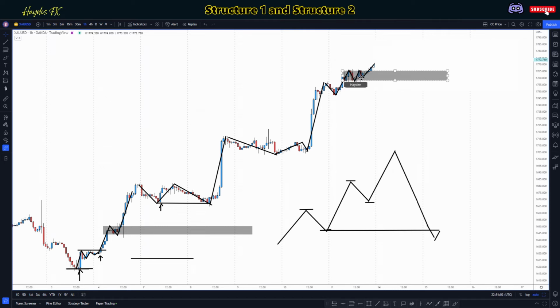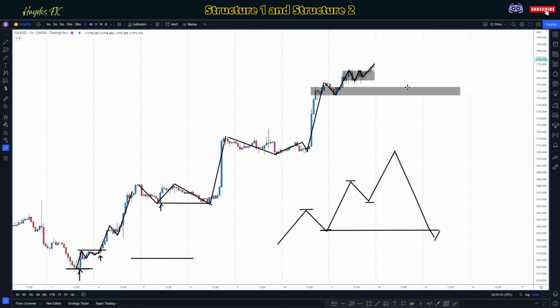It's the structure that's closest to price. Price has closed higher than these wicks here. Second structure is, okay, move that. So that's my second structure. I'm absolutely fine with price coming down to second structure, and in fact, I really like to see price come down to that second structure because that gives me the best trade opportunities.